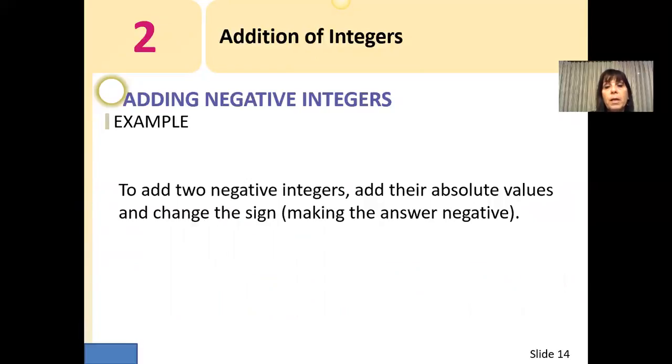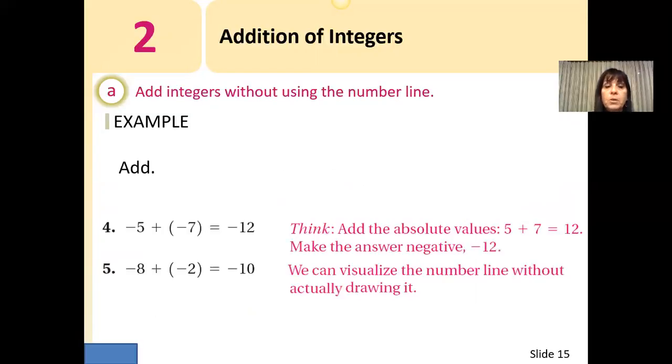So if I add 2 negative integers, I would just keep adding the number part of them, which is their absolute value, and I would keep the sign negative. So 2 negative numbers, when I add them, will also be negative. Here are some examples. If I have -5 and -7, I add the 5 and the 7, which makes 12, and keep the sign negative. If I have negative 8 and negative 2, I add the 8 and the 2, which is 10, keep the sign negative.